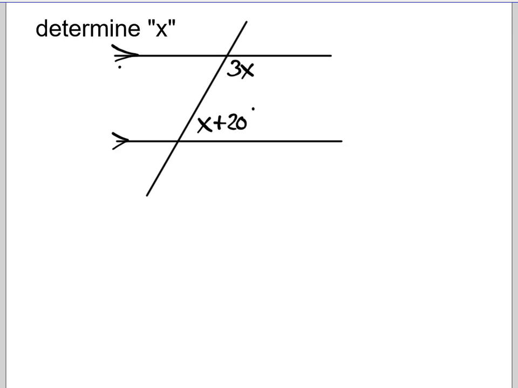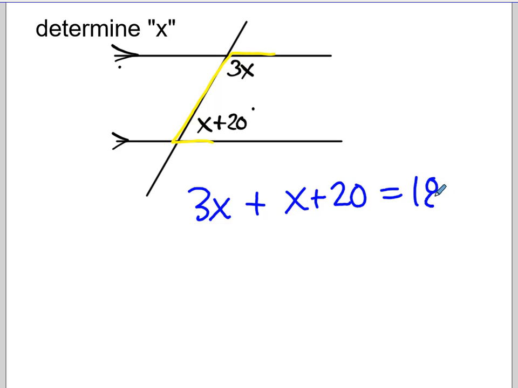Okay, determine x. So we have 2 parallel lines and a line crossing them. So there's a couple things we could do here. The key piece is to recognize this is co-interior. Okay, and if this is co-interior, then the 3x plus the x plus 20 has to equal 180 degrees. Okay, so we're using some geometry knowledge to be able to create an equation. Then we can collect like terms and solve for the unknown x value.